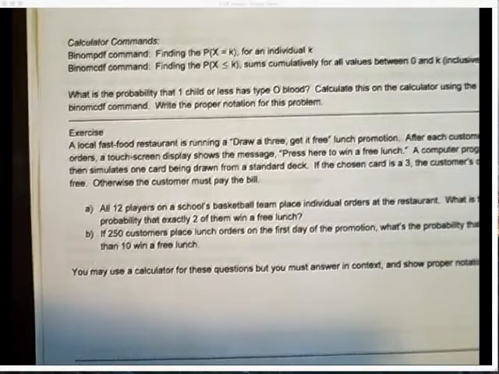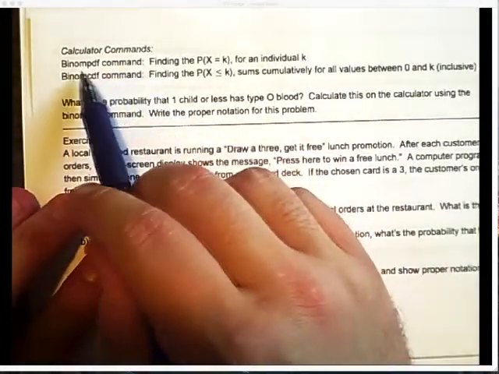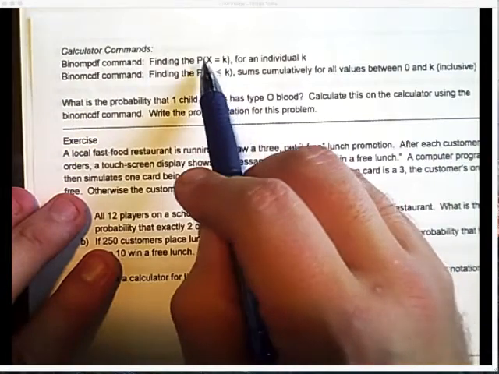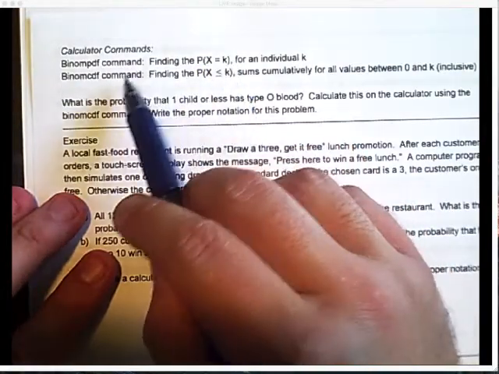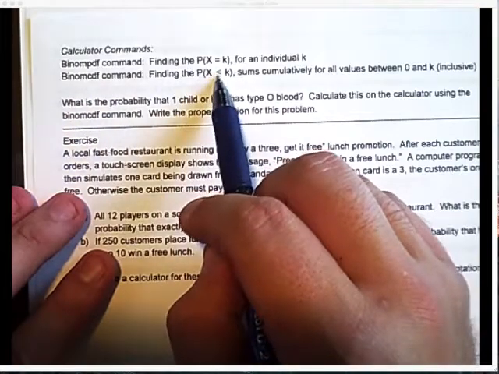So we talked about these already, but the calculator commands: Binompdf is finding a single probability of x equals k successes. Cdf is x is less than or equal to k.